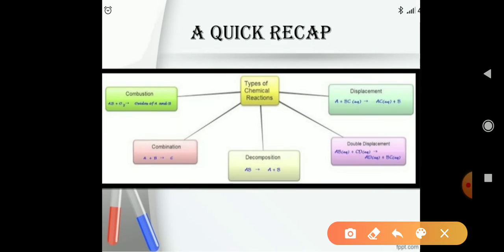So thus we studied the different types of reactions. See the types of reactions. The first type of reaction is combination reaction. In a combination reaction, two or more reactants combine, for example A plus B, and give a single product, that is C. This type of reaction is called a combination reaction. This is the general formula of a combination reaction.